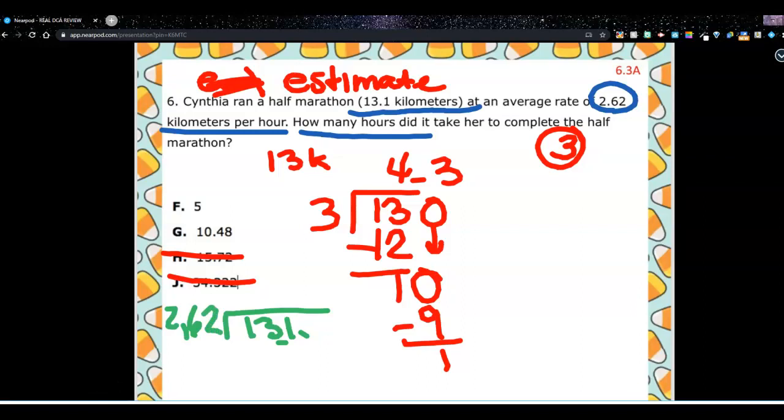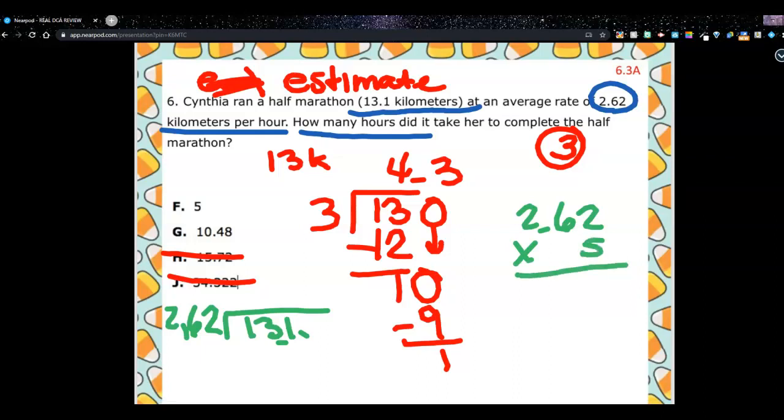But if you're like me, I would rather multiply than divide, so we're going to work backwards. I'm going to take the 5 from the answer, multiply it by the 2.62 to see if I get 13.1. 2.62 times 5. So do you think that looks easier than this? Yeah. Okay, 5 times 2 is what? 10.